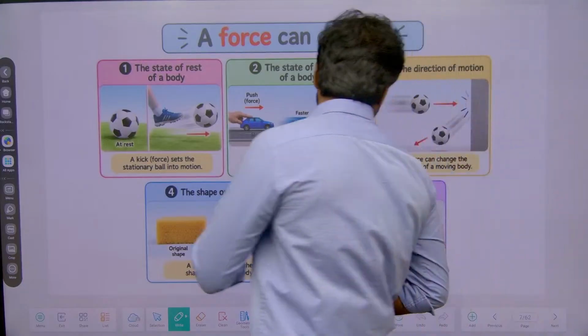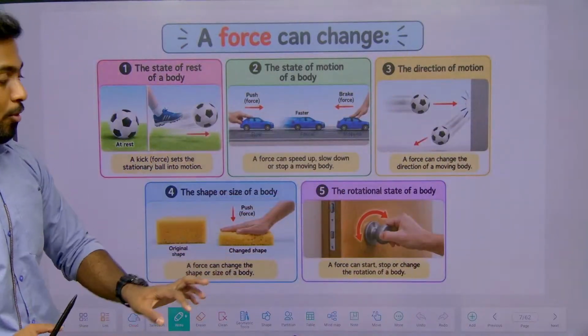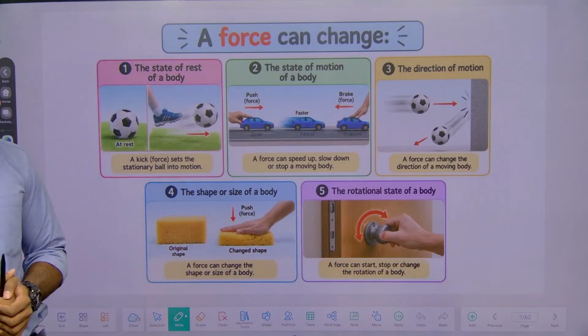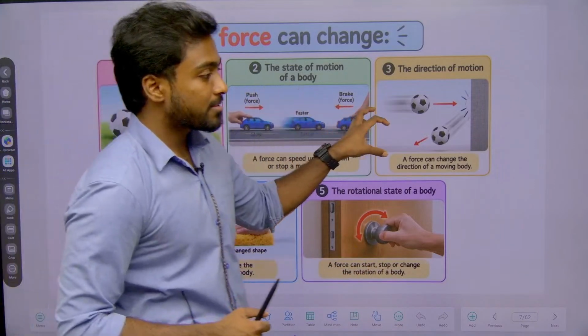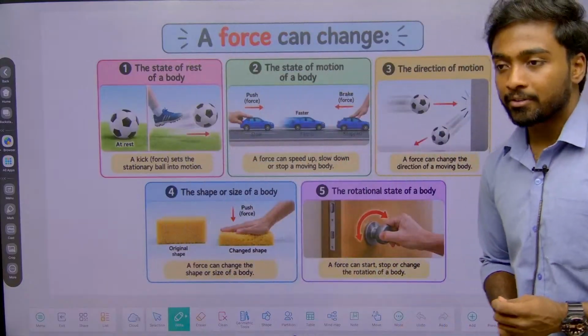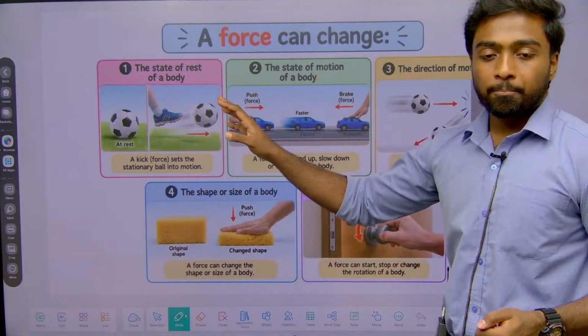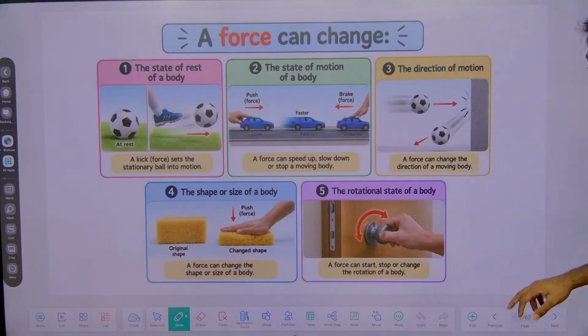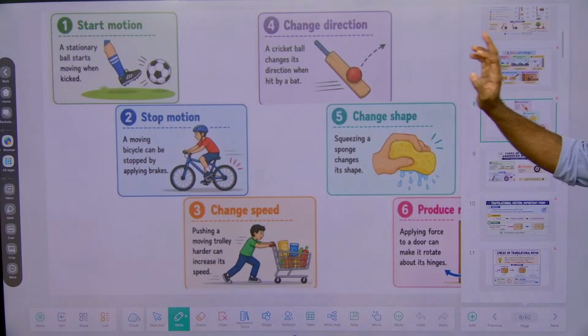Okay, so rotational state of a body: force can start, stop, or change the rotation of a body. These are the basic ideas of the given examples. I have given a pictorial example here, and next one, here also I have given.